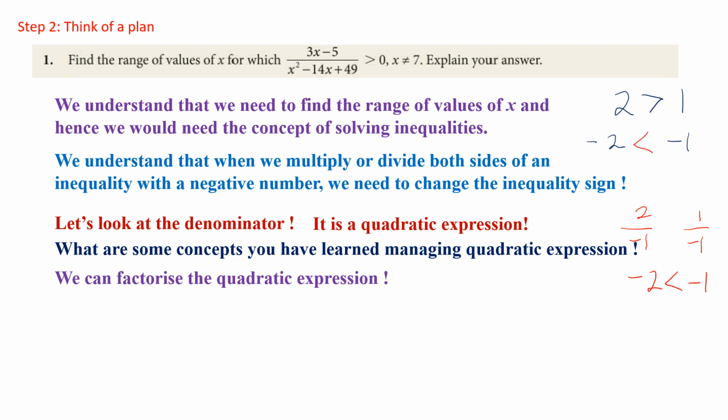To give an example, a quadratic expression x squared minus 3x plus 2 can be factorized into x minus 2 multiplied by x minus 1. This is just one random example. There are many other examples you can try. Congratulations, we have achieved step 1 and step 2.